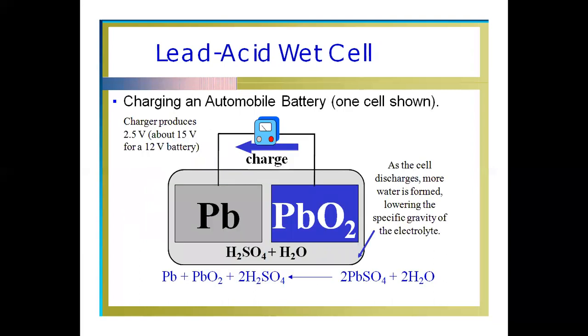Charging an automobile battery, one cell shown here. The charger produces 2.5 volts per cell, about 15 volts for a 12-volt battery. For a 12-volt battery we have to give 15 volts here. This is the charging process, and from here the charging starts.